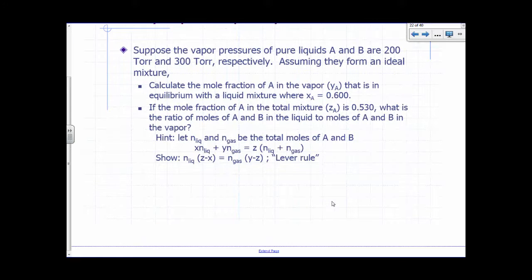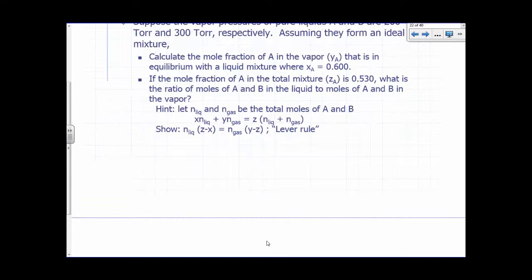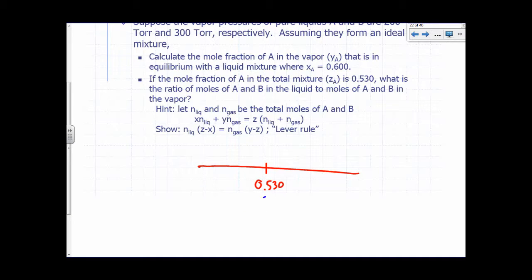Okay, so to recap, let's see what we got. You have the overall mole fraction of A, Z sub A, is 0.530. And the mole fraction of A in the liquid is 0.6, so I'm going to put 0.6 over here. And the mole fraction of A in the vapor is 0.5, so I'm going to put 0.5 over here.